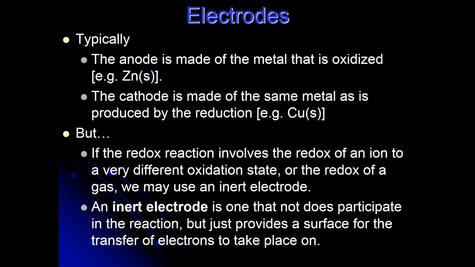An inert electrode is one that does not actually participate in the chemistry, but it just provides a surface for the transfer of electrons. You want to think of it as being like a co-working space or like a venue you can rent. The venue doesn't care about your party or your wedding or whatever job you are. It's just providing a space for you to do your thing. That's the same thing that an inert electrode is doing.